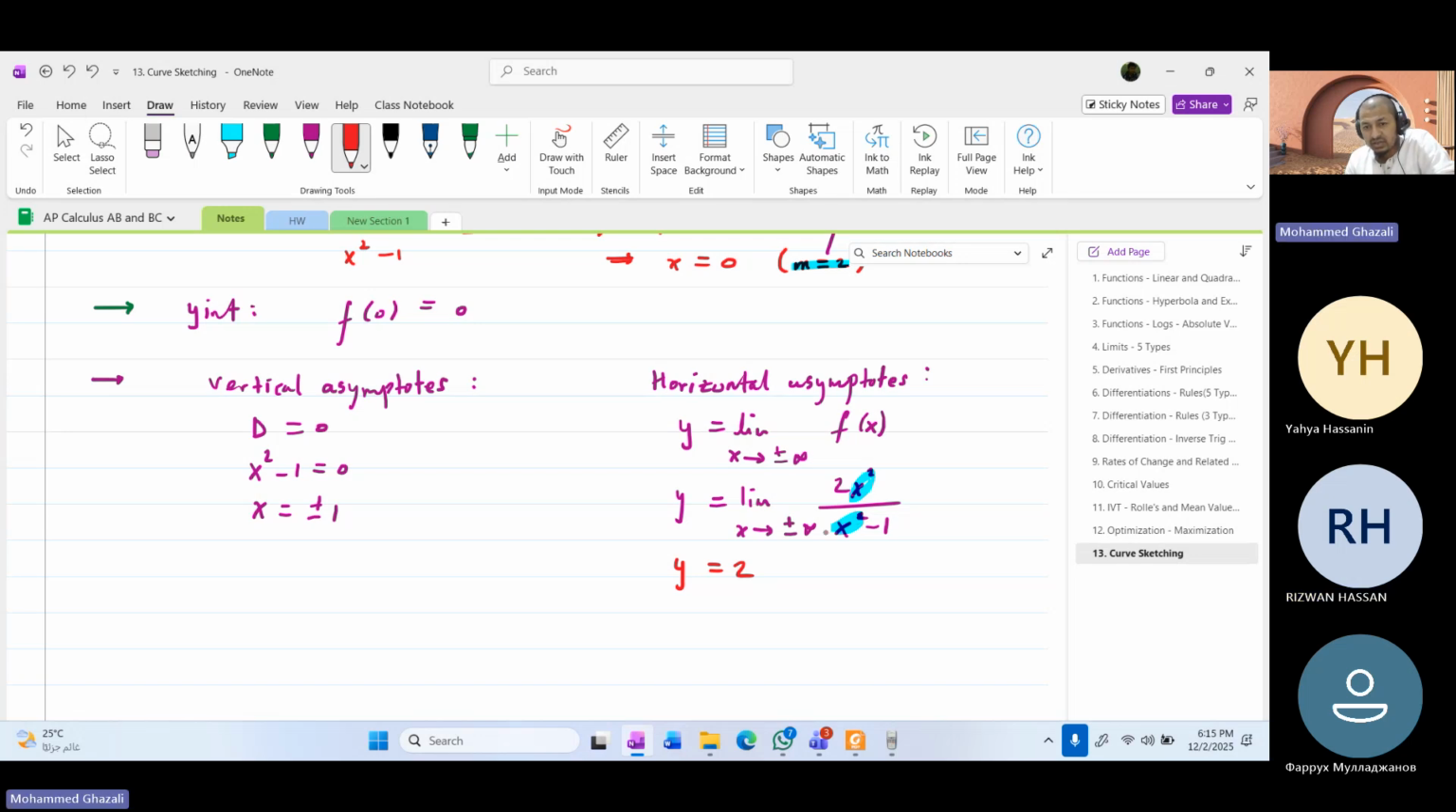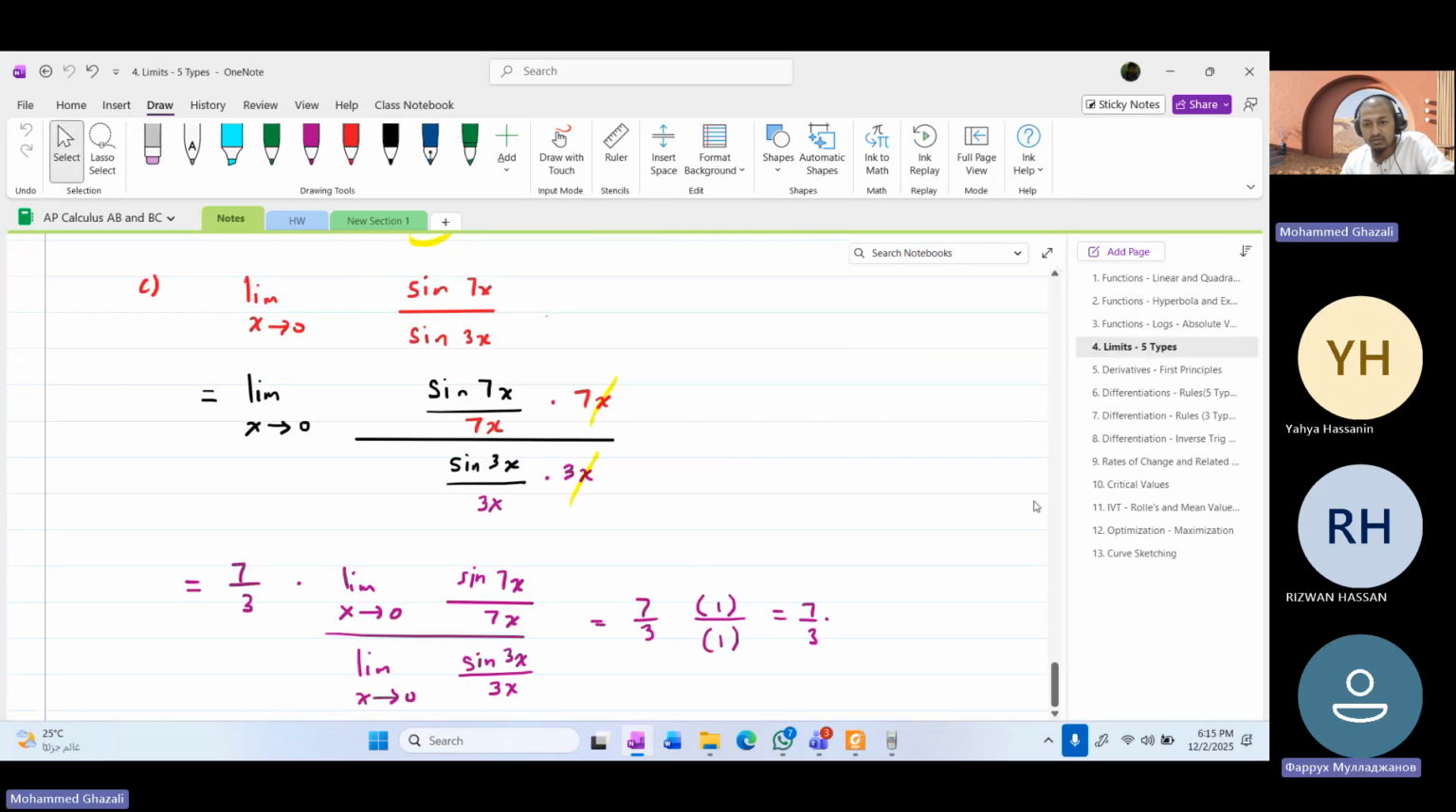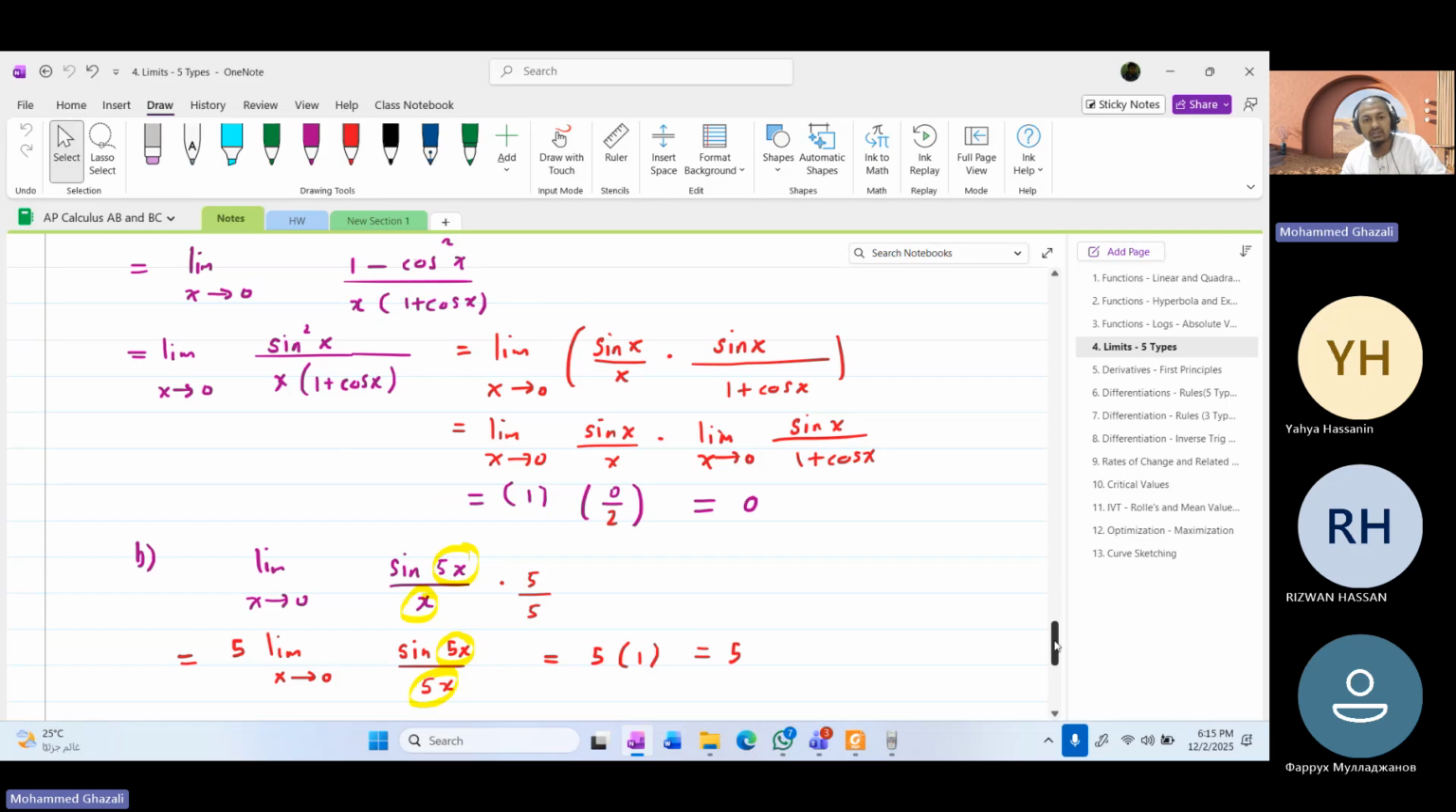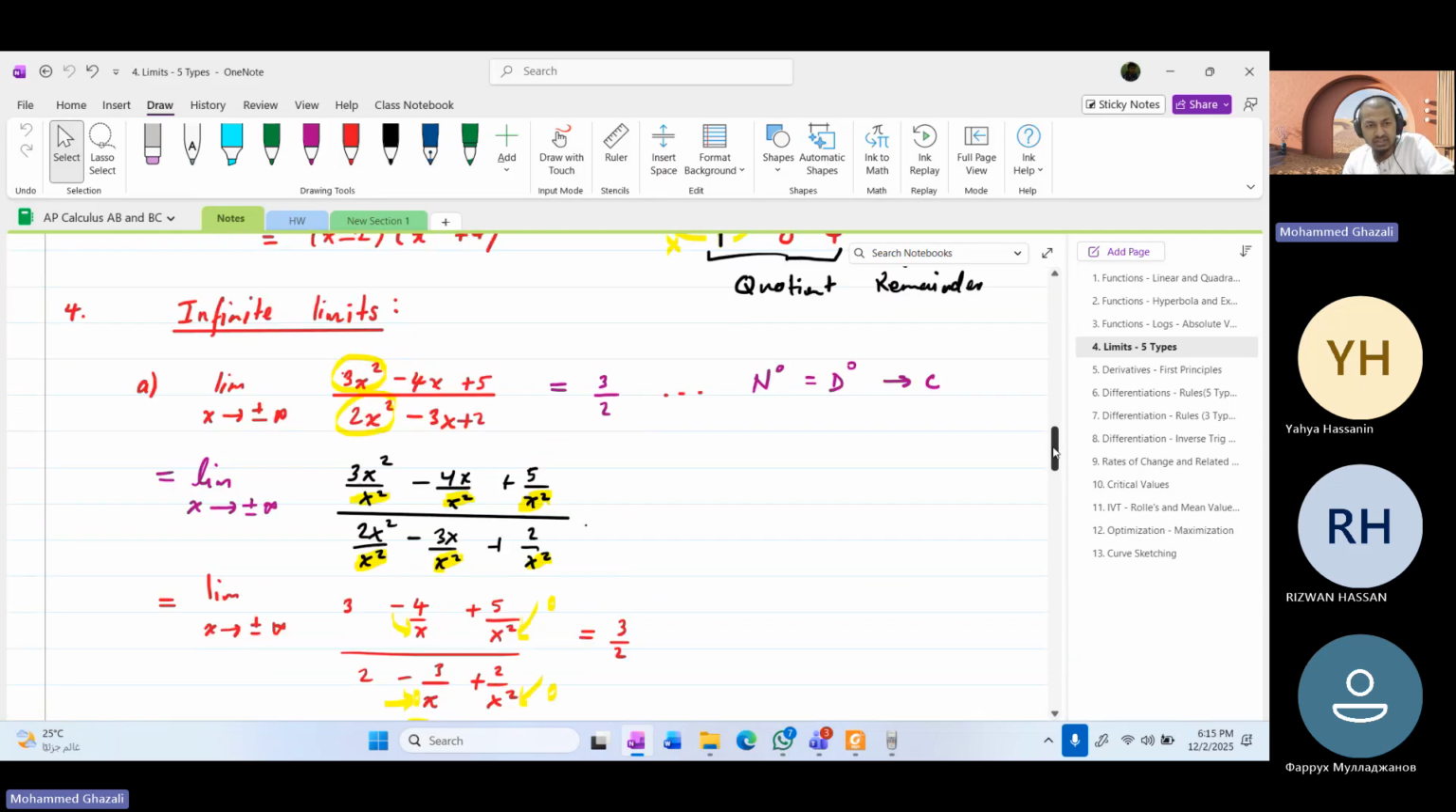Coefficients. Look at the highest degrees. 1 here, 2 over 1. You have to divide by the highest degree of the denominator. Remember the rules that we did?